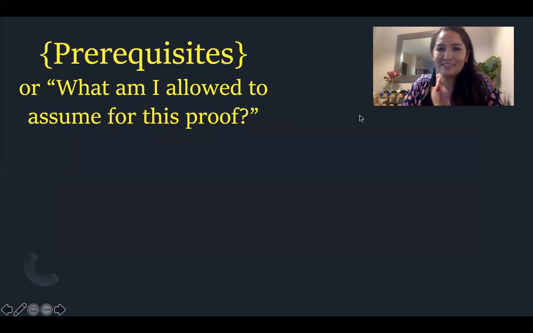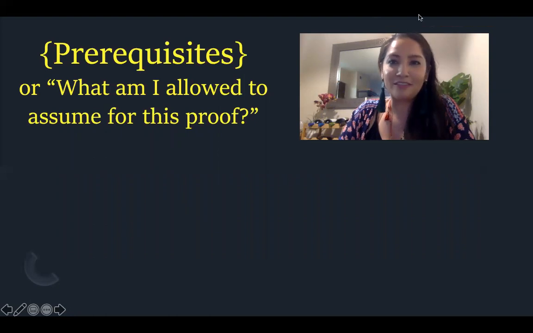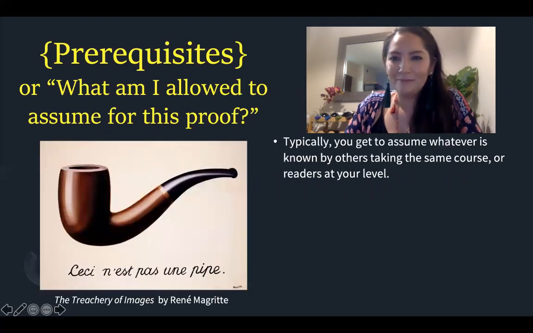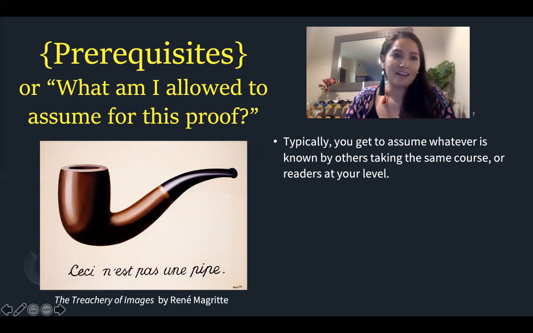Now, when students take a theorem proving class, one of the things they often ask is, what am I allowed to assume for this proof? And it's a very good question. And my answer is this. Typically, you're going to get to assume whatever is known by others taking the same course or readers at your level. So typically, students taking this course would have a calculus background.